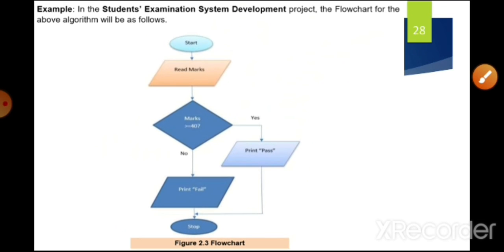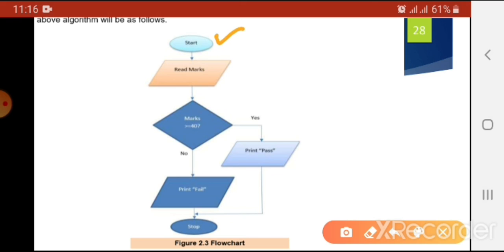Now have a look on one screen. First of all, start, we are reading marks from the user. Your system will be asking for the marks. Please enter the marks in computer. User will enter the marks. Now system is checking for the condition. If marks are greater than 40, if this condition is true, then simply it will print pass and will end.